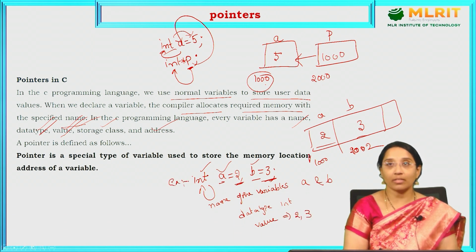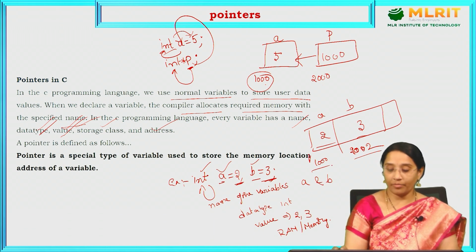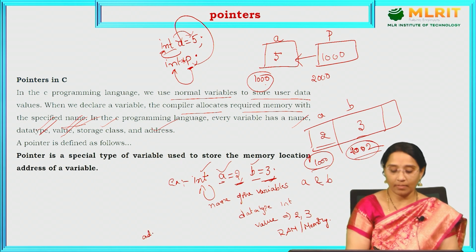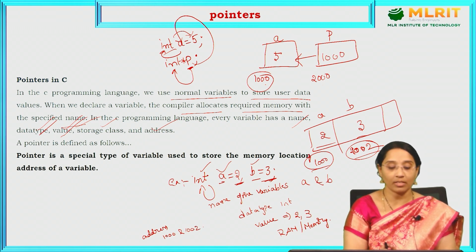Next, storage class. Where will these values be stored? Obviously in the RAM or memory. And address. It depends on the compiler, wherever the location is stored, that address is held for those variables. Here I have taken the sample addresses as 1000 and 1002. So every variable has a name, data type, value, storage class and an address.